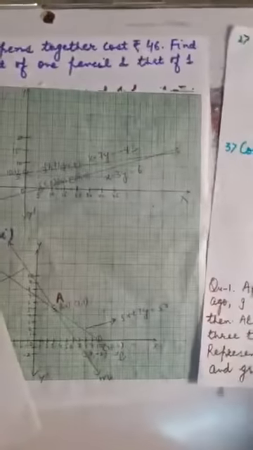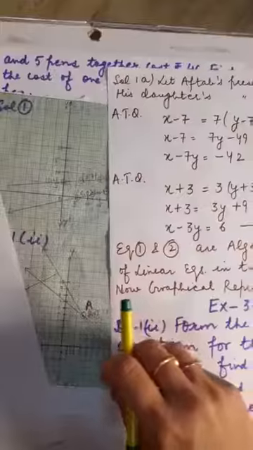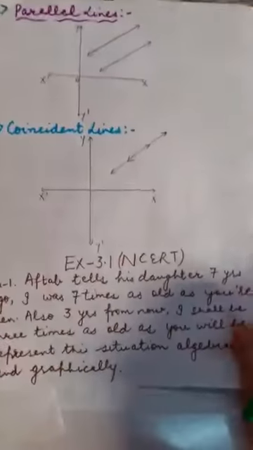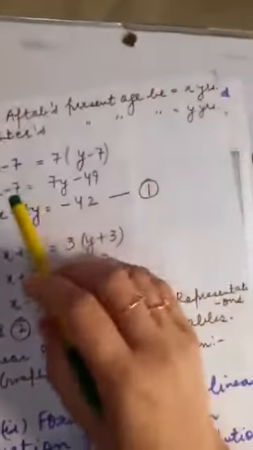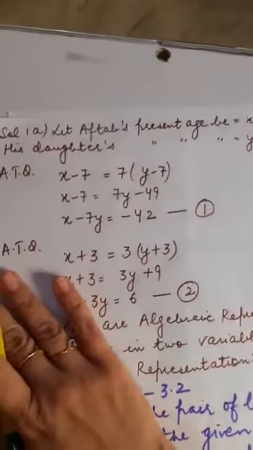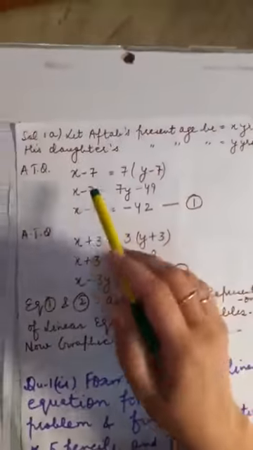So I am just going to keep it parallel so that you can understand. Just understand it once. So let the Aftab's present age be x years. Fine. His daughter's age I have taken as y years.